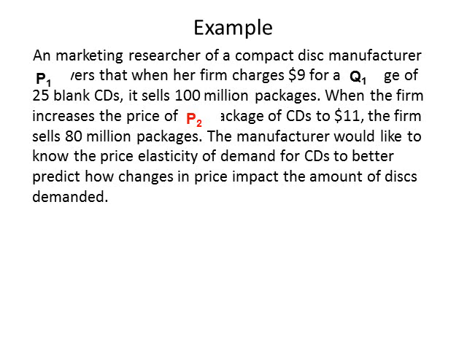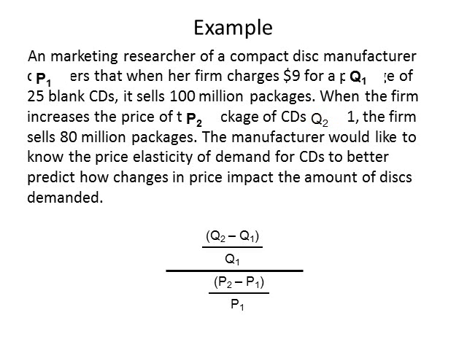Next, notice there's a statement about the firm's changing the price. When the firm increases the price of the package of CDs to $11, the firm sells 80 million packages. So we're going to label the $11 with the P2. Also part of that statement on price is a phrase about the change in quantity. So we'll label this as Q2. Once we have the prices and quantities identified and labeled, write down the formula.